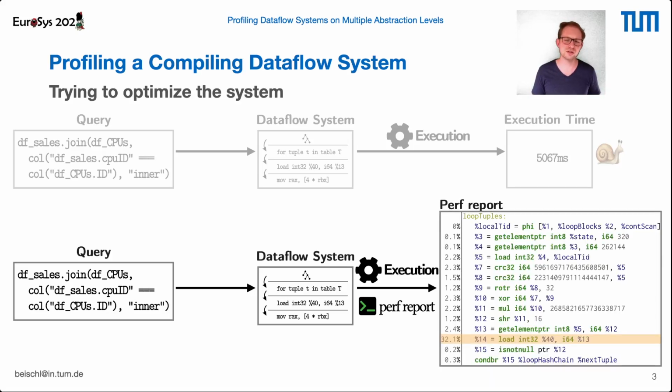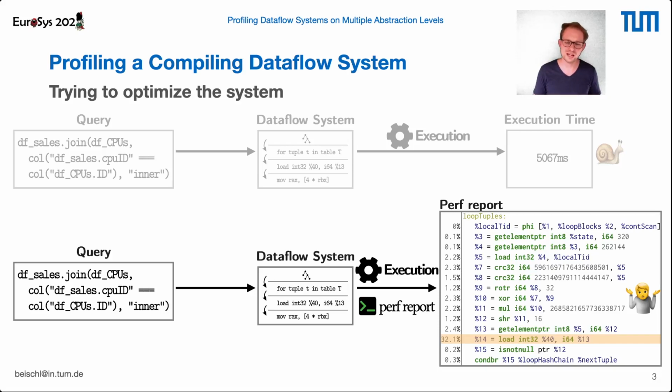However, these are the results we actually get. And now I see that this particular line of assembly is very expensive, but it doesn't match any of the lines I wrote in the compiling dataflow system, and I can't even assign it to a part of my written query. So I'm no step further, and I will have to do a lot of reverse engineering to maybe figure out where my time was lost.